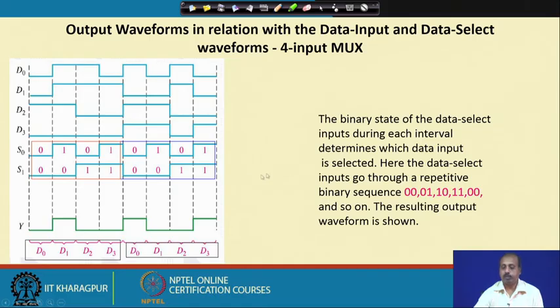The binary state of the data select inputs during each interval determines which data input is selected. So the S0, S1 values will determine which input is selected. In this particular example, they are going by a repetitive sequence: 0, 0, 0, 1, 1, 0, 1, 1. That is, it is first selecting D0, then D1, then D2, then D3, and again D0, D1, D2, D3, and so on. It is going in sequence, so as a result it produces this type of waveform. Of course, it is specific to this example.